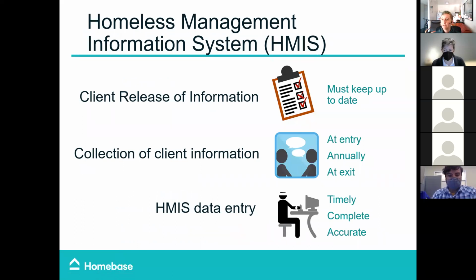Another requirement for COC grants is that you participate in the HMIS, or the Homeless Management Information System. This is the local community-wide database that collects client-level information. So for each client, you would need to request a client release of information to allow you to enter their information into HMIS. I want to make it very clear that if a client says, I don't want you to put any of my information into HMIS, I do not release my information, that is their right and that is okay, and you would still enroll them in the project. And we can work with you on what that means for HMIS.